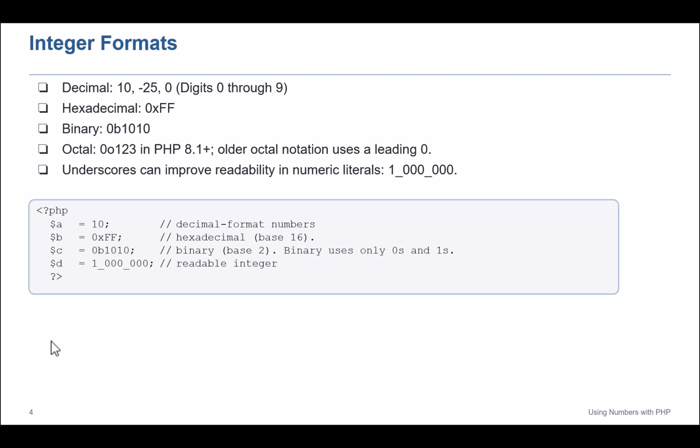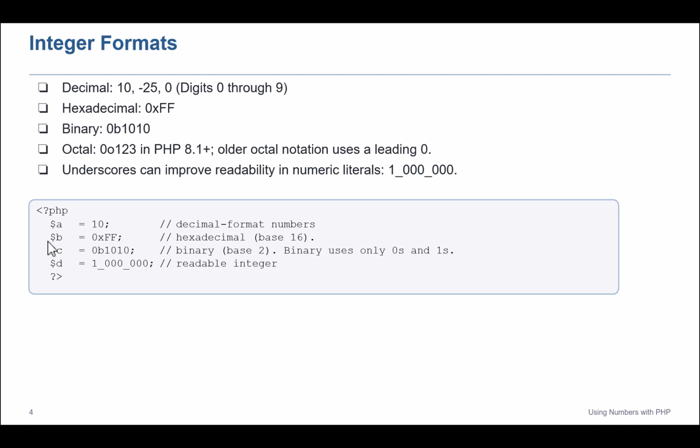Here are some examples of valid integer values. $a equals 10 is a decimal format number. Decimal format just means the normal way we write numbers every day using digits 0 through 9. It does not necessarily mean the number has a decimal point. So 10, -25, and 0 are decimal format numbers, but they are still integers because they are whole numbers.